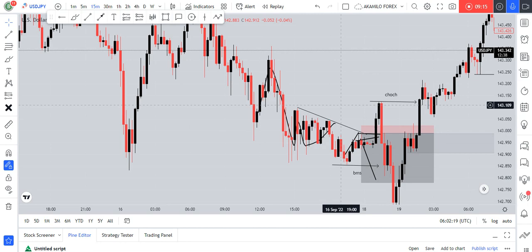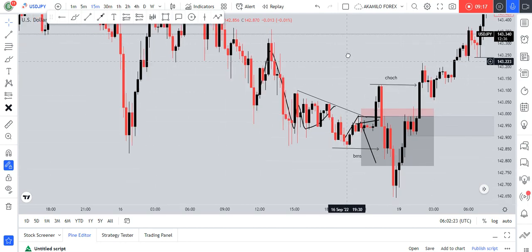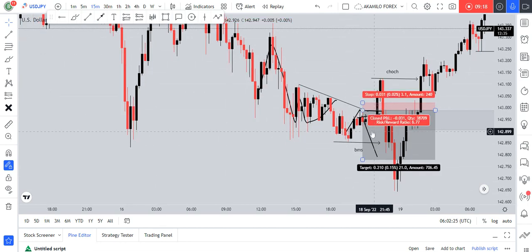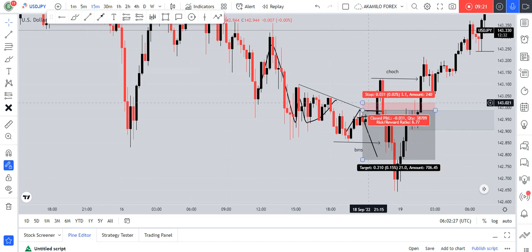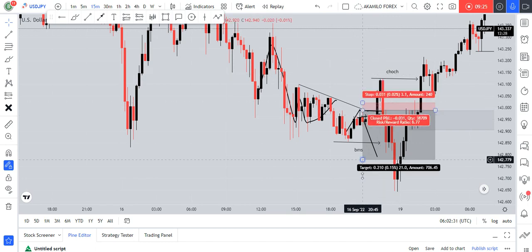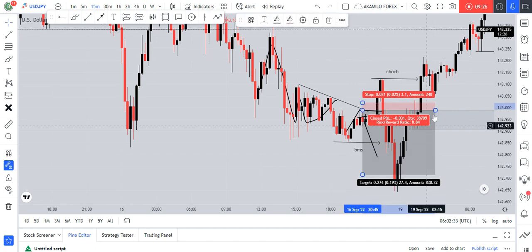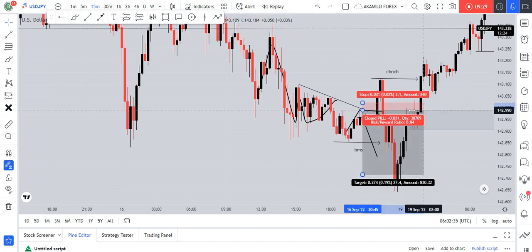But look at what happened. Price kicks them off the market, induces them, uses their stops as liquidity, and then moves in their favor. So, guys, this is how you can identify inducement.